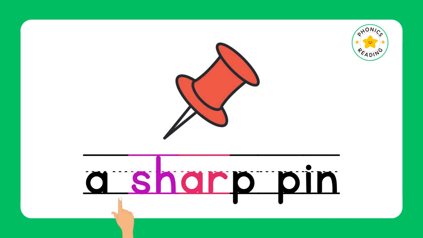A sh, o, p, shop. P, i, n. Pin. A sharp pin. How many digraphs are there in sharp? Yes. Sh and ar. Two digraphs. Very good.